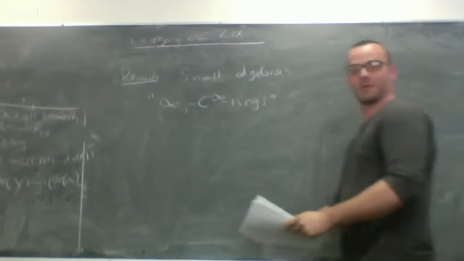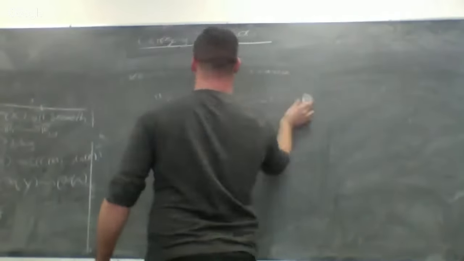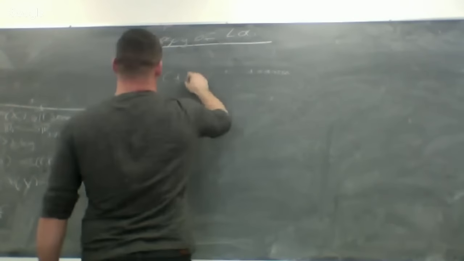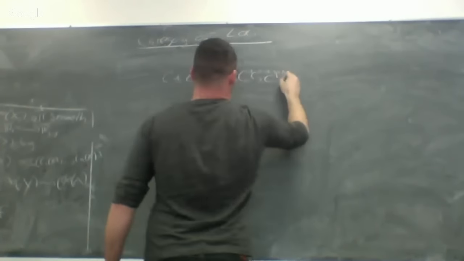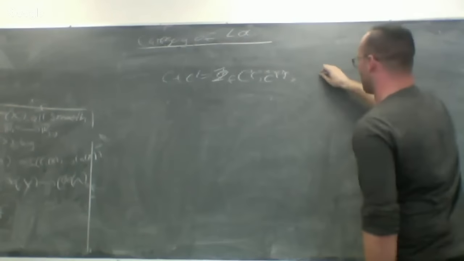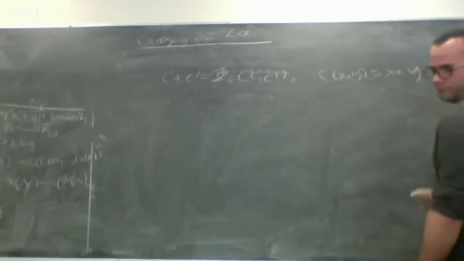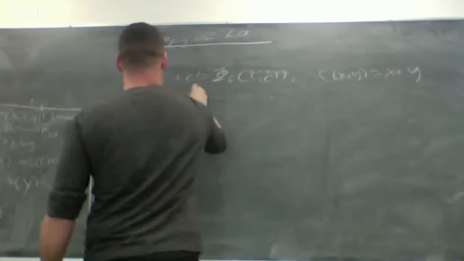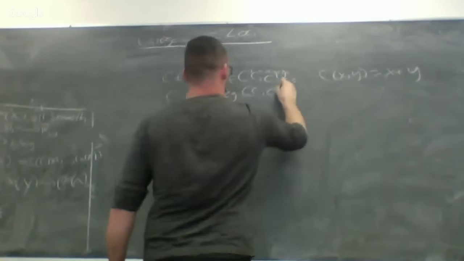So we want to give these things the structure, because I haven't even defined loci, of a commutative R algebra. Okay, so how are we going to define addition? That's going to be as phi sub f of C1, C prime, where by f, I mean addition. And multiplication, I'm going to define like this.